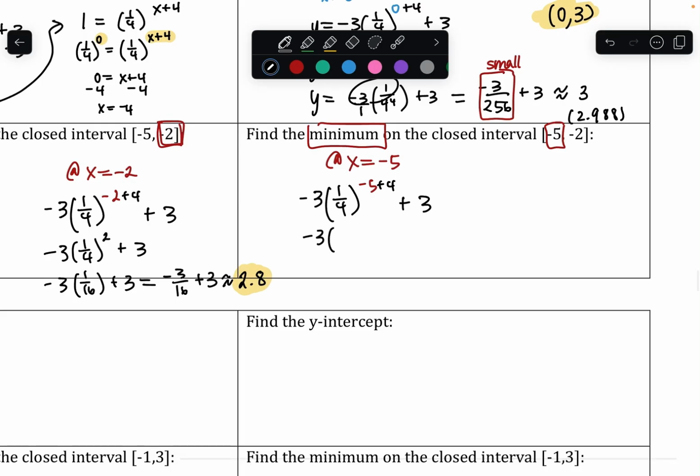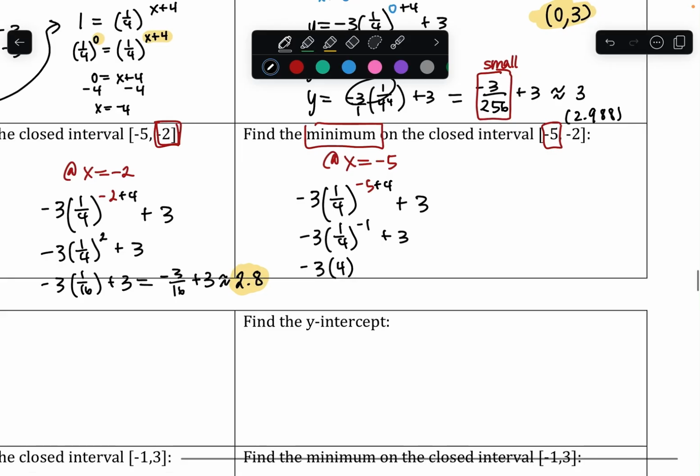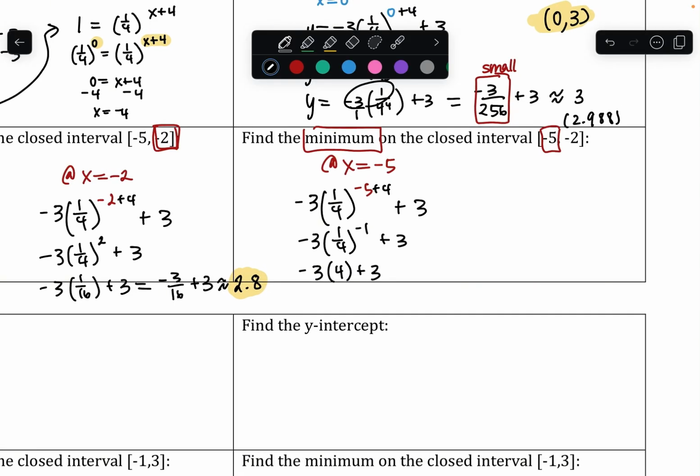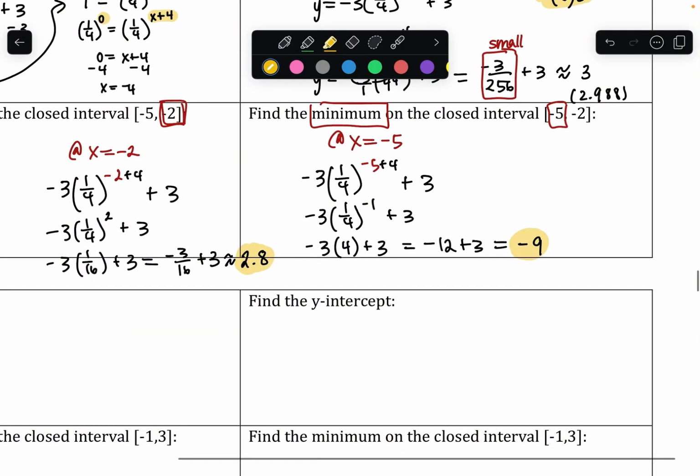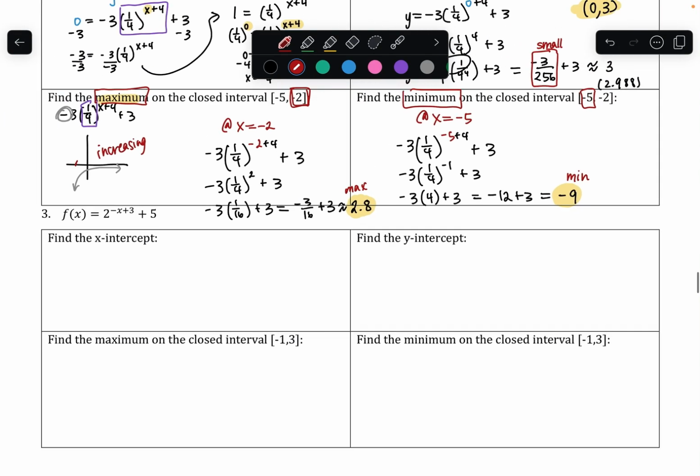Over here, -3 times 1/4, -5 plus 4 is -1. And then 1/4 to the -1, that means reciprocal. So it's just 4 over 1, or just 4, which gives me -12 plus 3, which gives me -9. Okay, and of course that is lower than the 2.8, so that is our minimum. And so if you plugged them both in, it takes more time, but you could still figure it out that way.